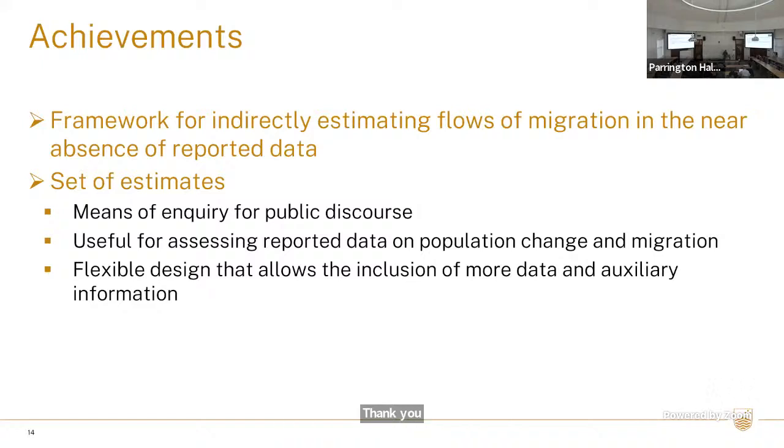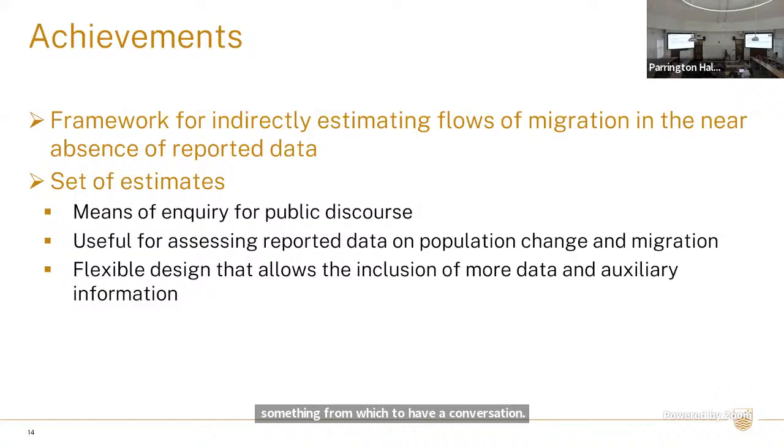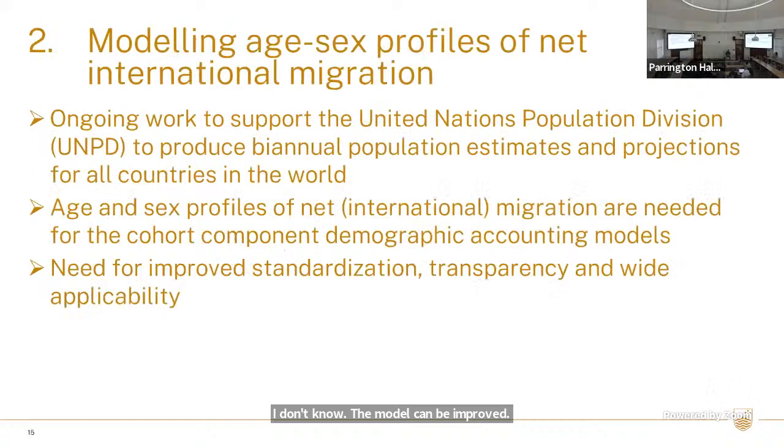All right, moving on. Okay, so that's the thing with modeling migration. By having a set of estimates, as imperfect or as perfect as they are, they give you something from which to have a conversation. Because before this, you don't have any conversations. You just say, I don't know. The model can be improved, I have no doubts about that, but it's a starting point. Okay, how am I doing on time?